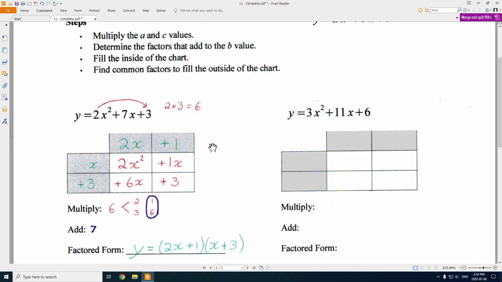So we have not changed the equation. All we've done is rewrite it so that it involves two brackets multiplying. And because there was an a value, there was some sort of coefficient out front, there's going to be at least one coefficient inside of the brackets here.